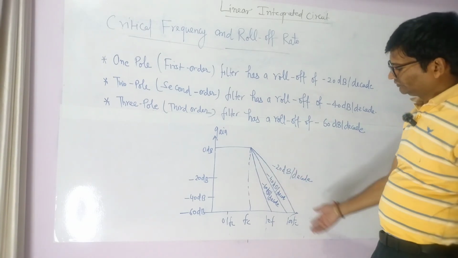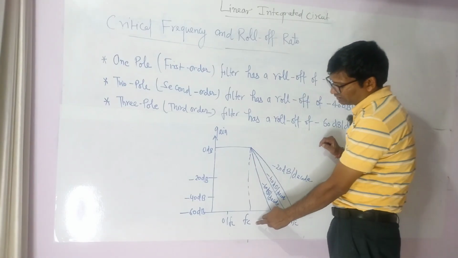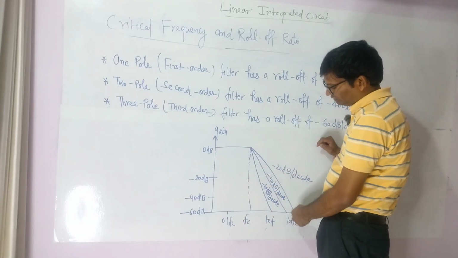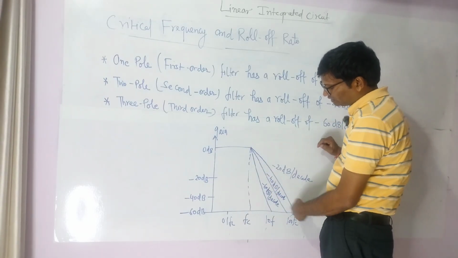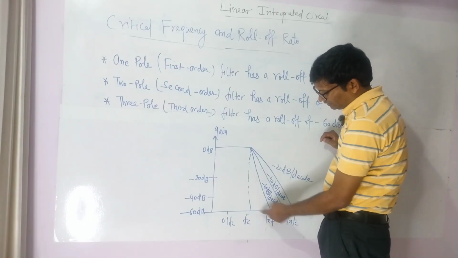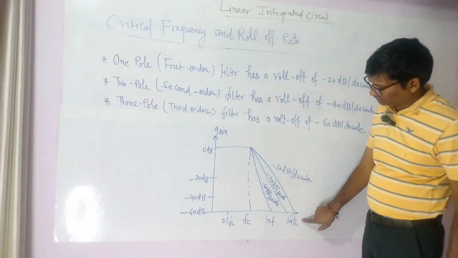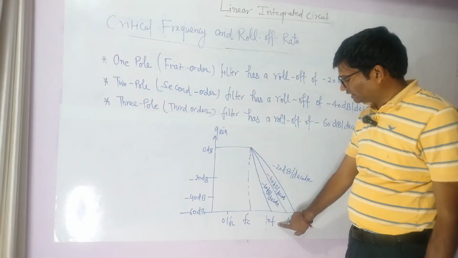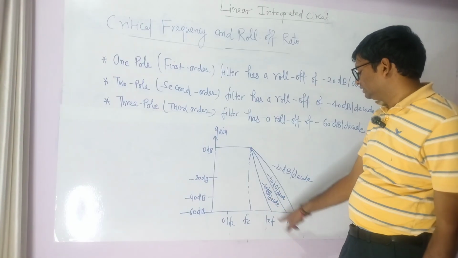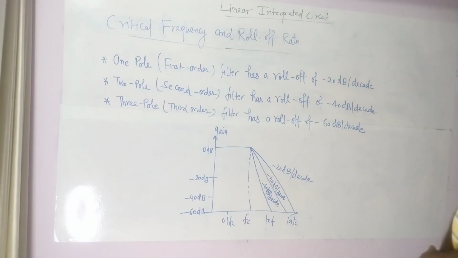We can represent it in terms of gain versus frequency. The cutoff frequency is given as FC. Suppose that the gain is 0 dB, and then we are increasing the frequency to a higher value, so the roll-off factor increases. Suppose the frequency is 10 times the cutoff frequency, at 10 FC, then the roll-off factor is minus 60 dB per decade. Similarly, we can calculate the roll-off factor with respect to the poles.